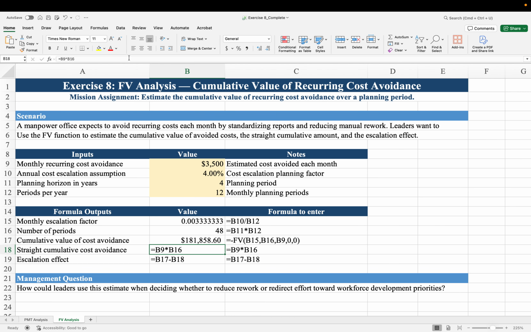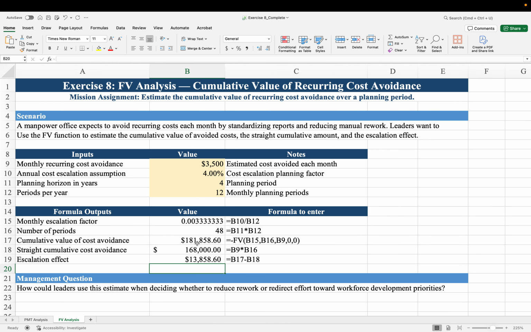But as you can see, the total cost avoidance is $181,858.60. And the straight cumulative cost avoidance, let's convert that to a dollar figure, is $168,000. And the escalation effect is $13,000. That is, we save $168,000 and project it over time. That adds up with $13,000 for a total of $181,000 of cumulative cost avoidance.